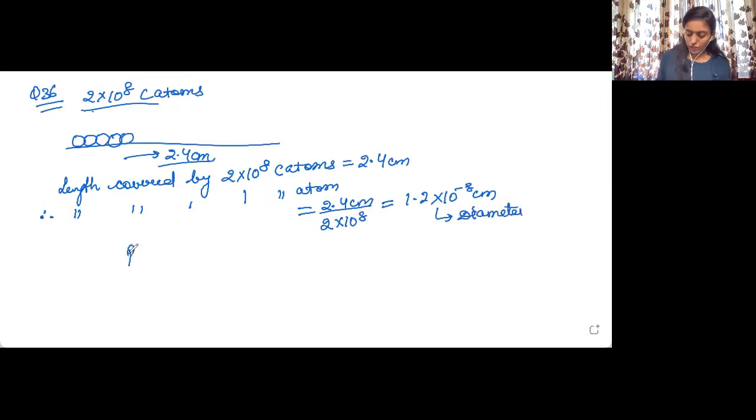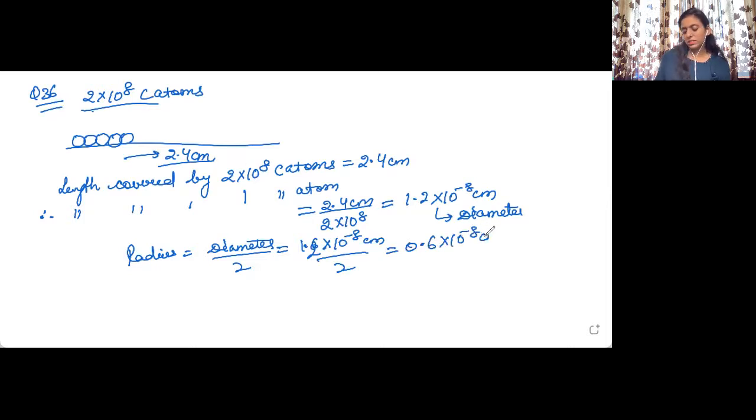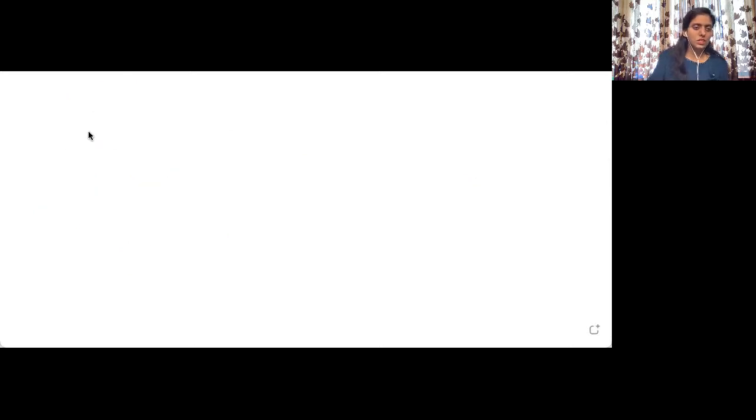Okay, we need to find out the radius. So radius is equal to half of diameter, that is diameter upon 2. So it will be 1.2 into 10 raised to the power minus 8 centimeter upon 2. So it will be 0.6 into 10 raised to the power minus 8 centimeter. So now you can just convert it into scientific notation. I have given you many a times how to convert this into scientific notation. So just check it out if you are able to. And if you are not able to, you can revise it. Let us now move into next question, the question number 37.